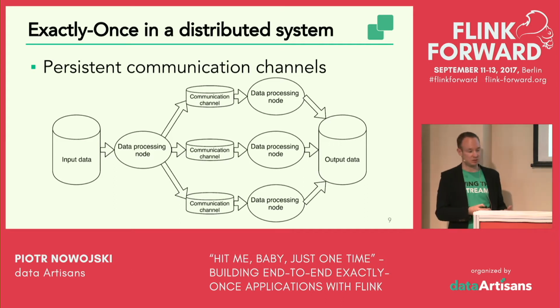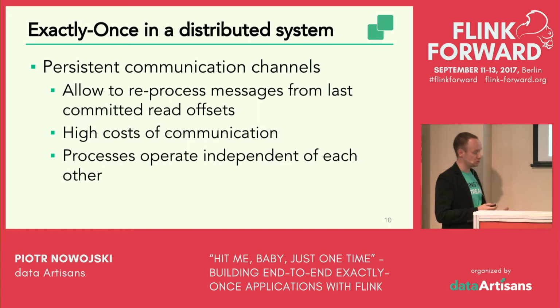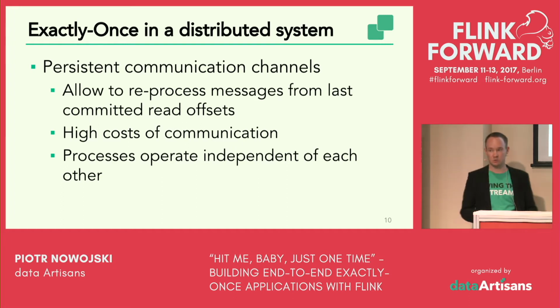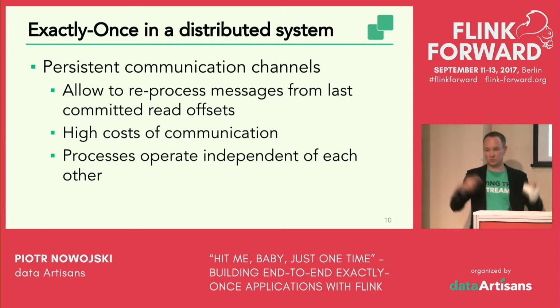Every one of them operates as if it were a single-node application and creates its own transaction. Everything that needs to be passed to processes down the pipeline is written to some persistent channel from which the next operators can read. Persistent communication channels are important because they allow us to reprocess the messages in case of failure. If one data node or all of the data nodes fail, we can just check the last committed read offsets, restart from them, and reprocess all of the messages again.